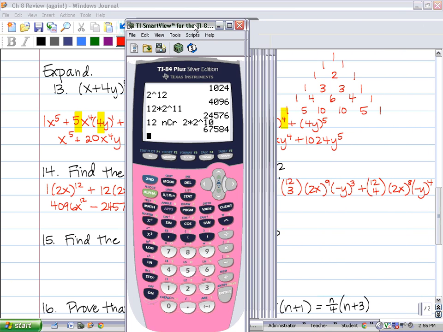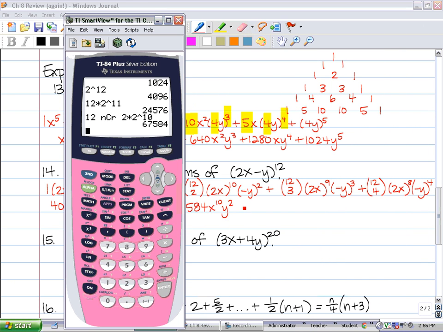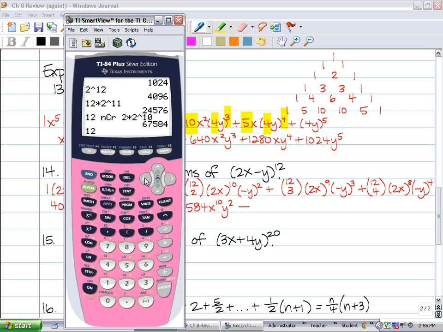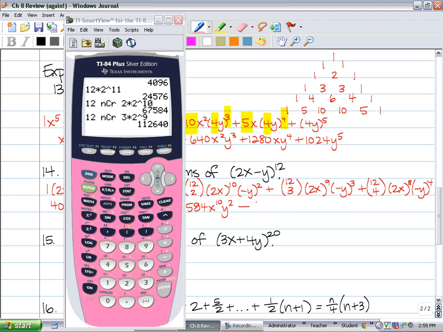Okay. Next one, combination of 12 and 3. We're going to go back to minus. So 12, math to the left, number 3, 3 times 2 to the 9th. Coefficient is 112,640. X to the 9th, y to the 3rd.